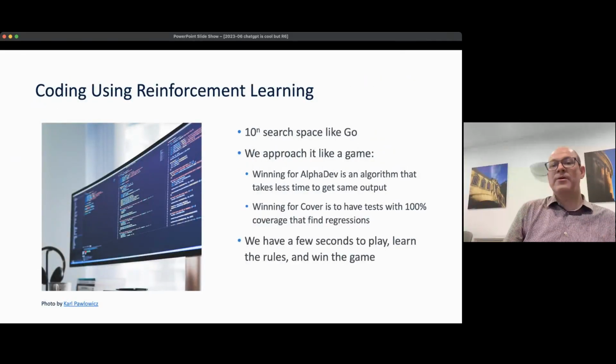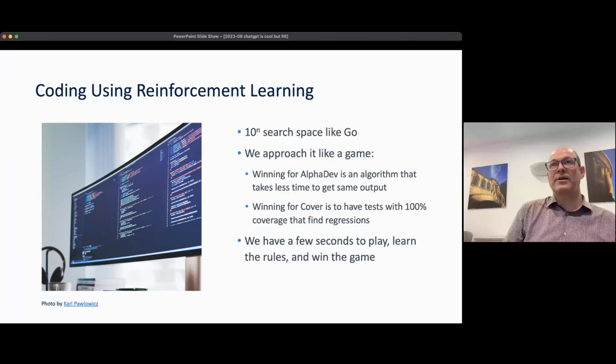So writing code is very similar to finding Go moves. You can approach it like a game. In AlphaDev, like winning a Go game, winning for AlphaDev is an algorithm that takes less time to get the same output.